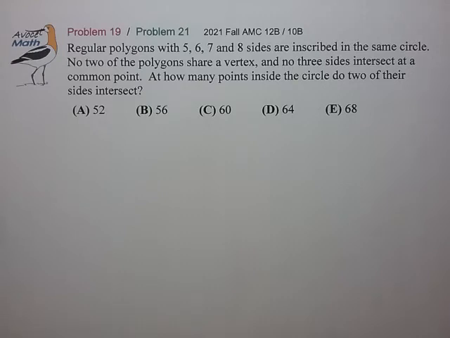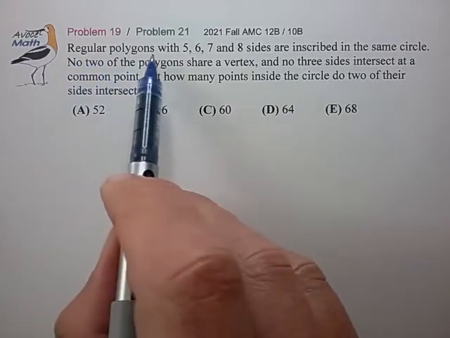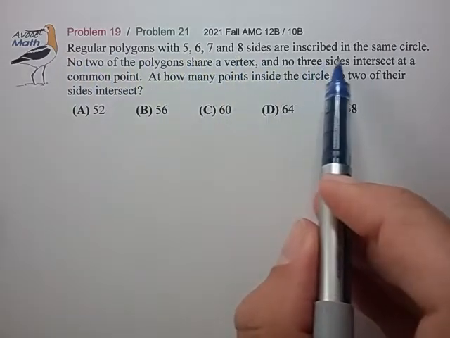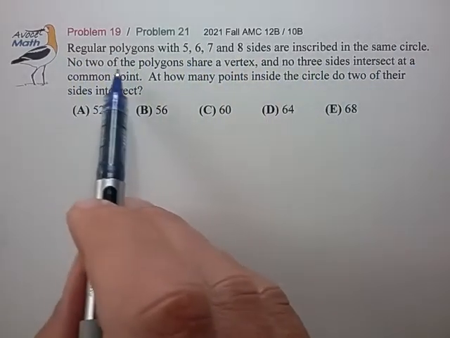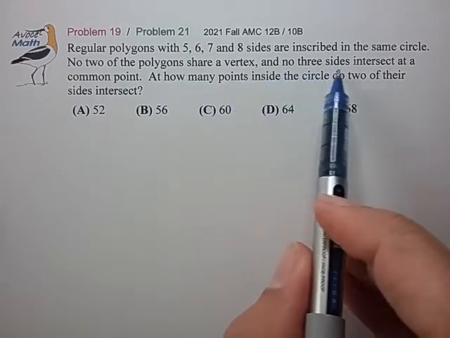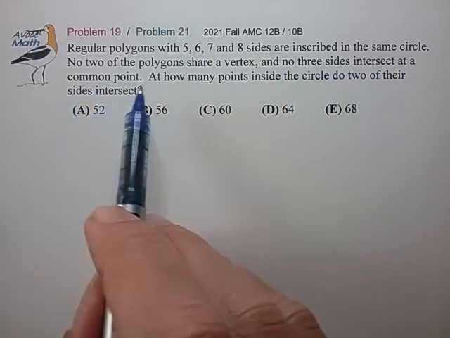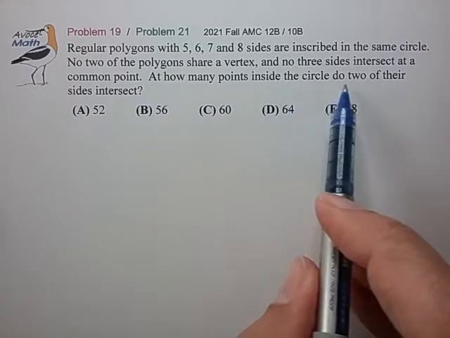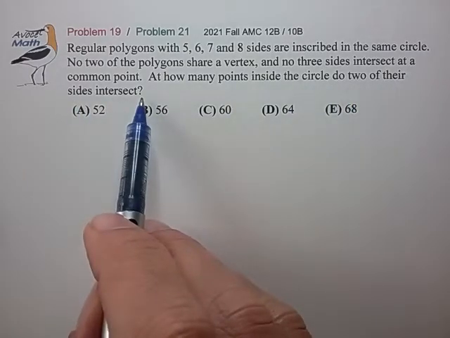Hi, this is problem 19 from the 2021 AMC 12B. Regular polygons with 5, 6, 7, and 8 sides are inscribed in the same circle. No two of the polygons share a vertex and no three sides intersect at a common point. At how many points inside the circle do two of their sides intersect?